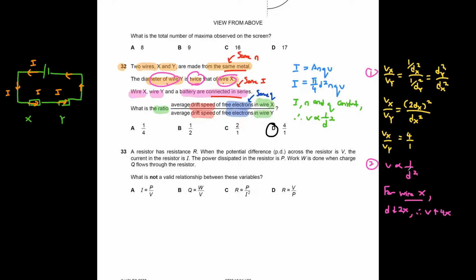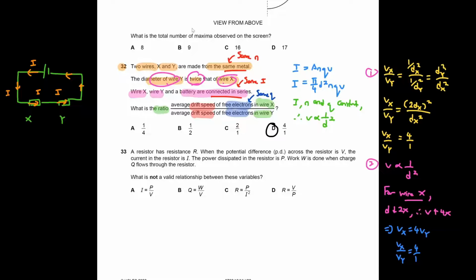Why is it 4 times? It's because there's a square term for d. Your change is squared. All right. So from here, you will then get this relation out where we can say that Vx is therefore 4 times of Vy. So that Vx to Vy is going to be 4 to 1, which is again the same answer at D. Okay, so that's for this one.